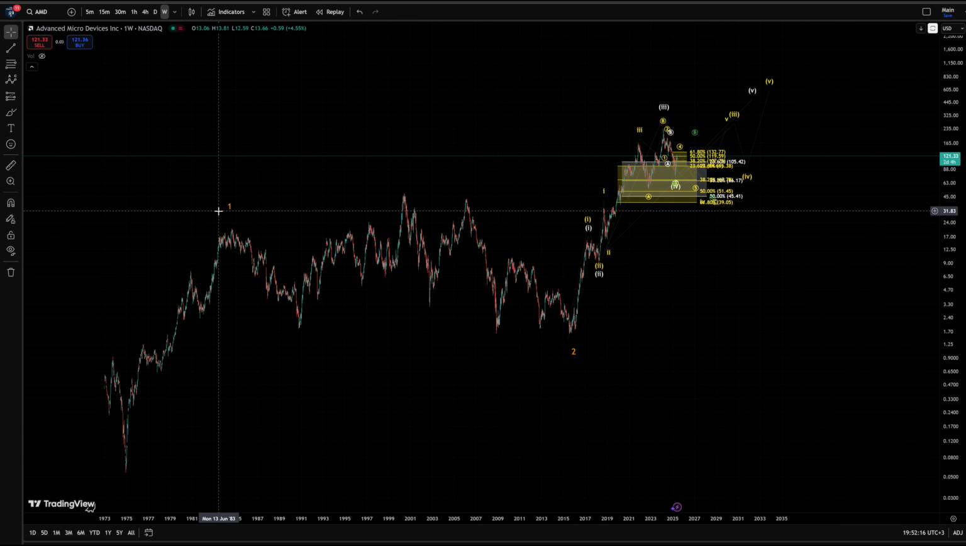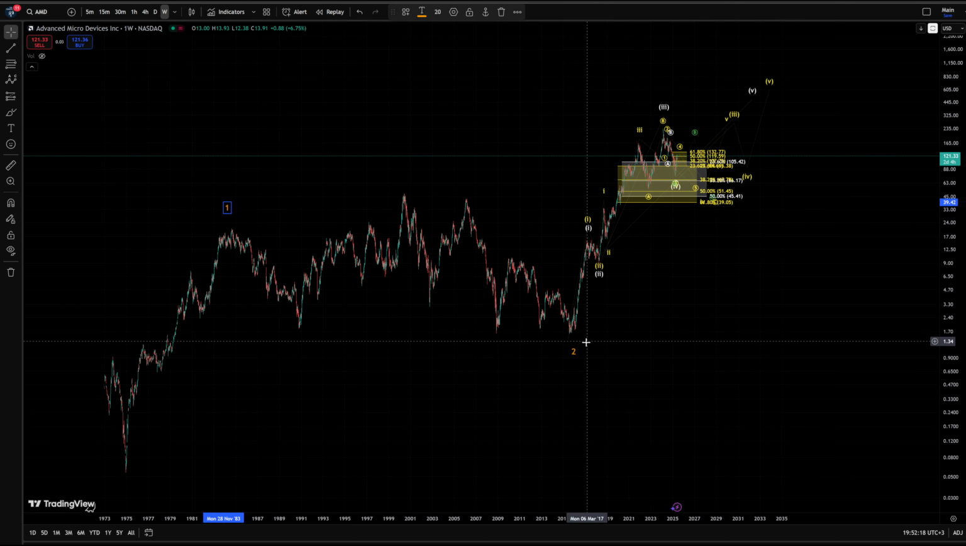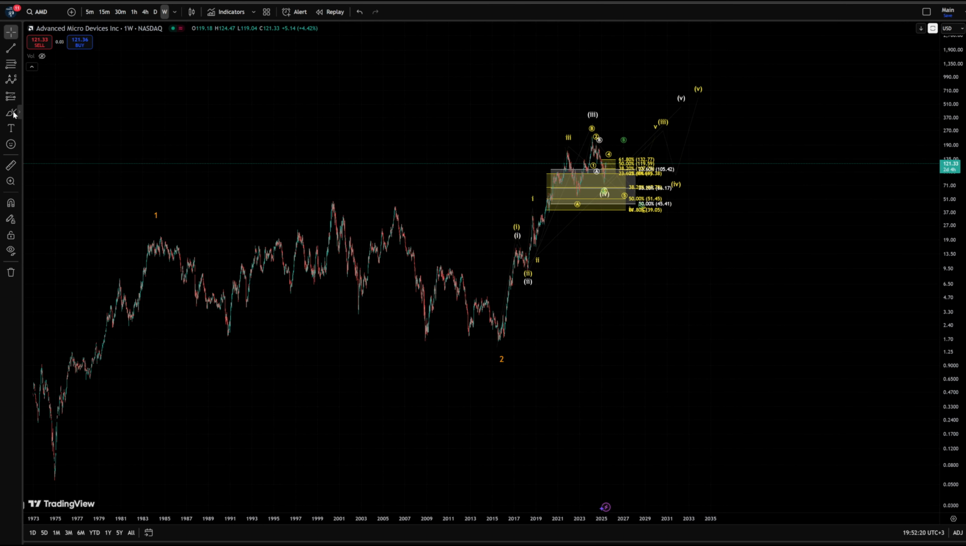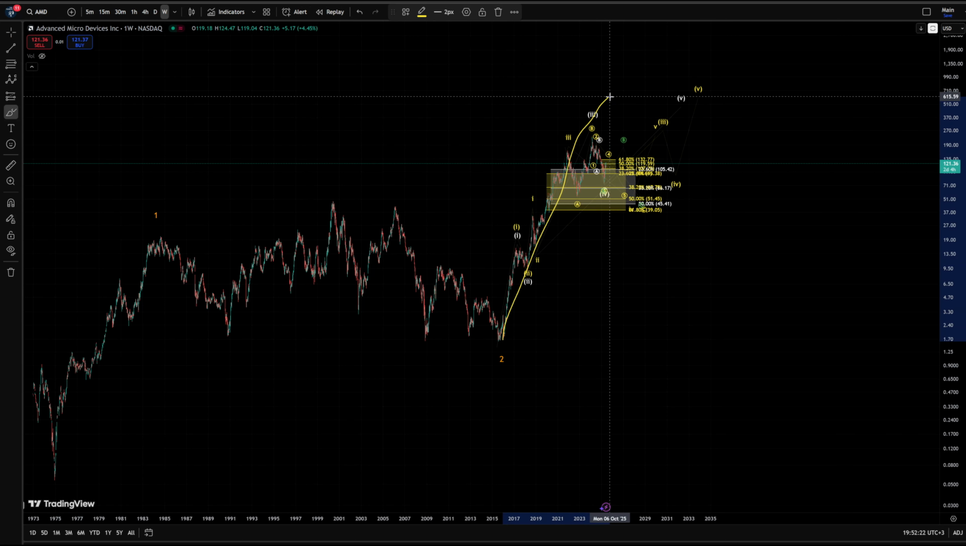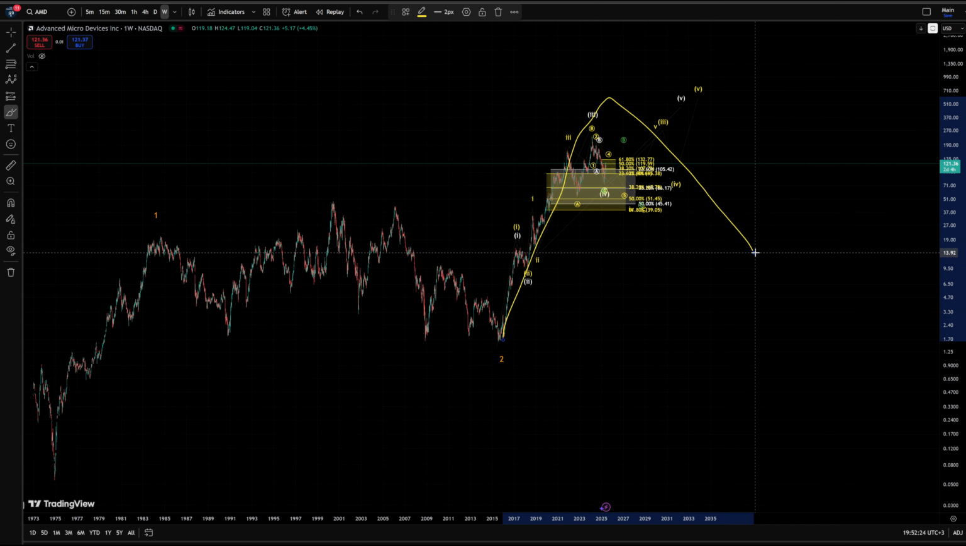Today we are looking at AMD, where we have a wave 1 up in orange, a wave 2 down, and we are now working on the first wave of the third wave in orange.